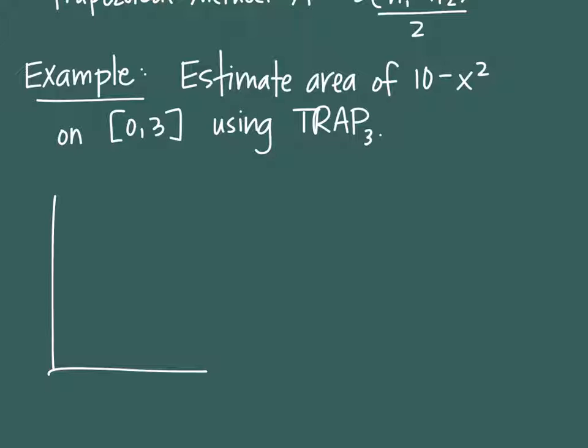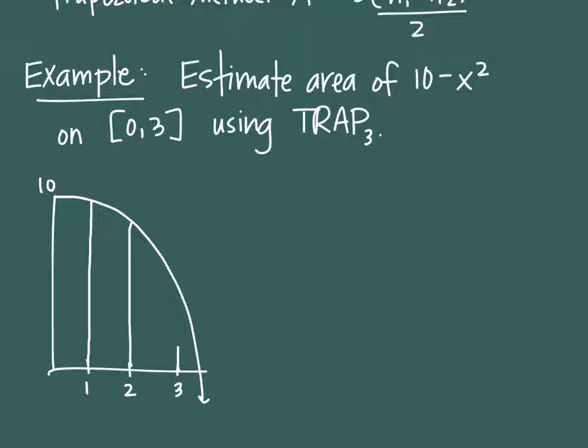So we want to have a picture of what this is looking like. We've got the function, which is a parabola, 10 minus x squared, so it starts at 10. I'm dividing that up 1, 2, 3. And I'm going to separate this into 3 subintervals. And I'm going to create trapezoids from each of them. Ooh, my scale is not good at all. That's all right.